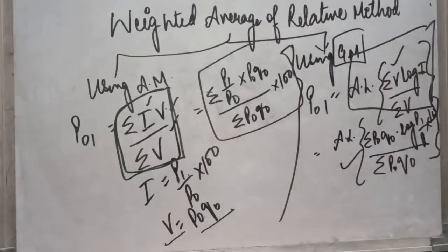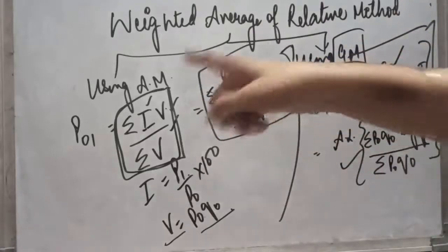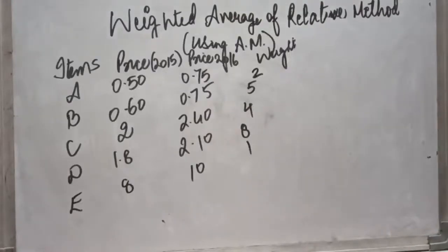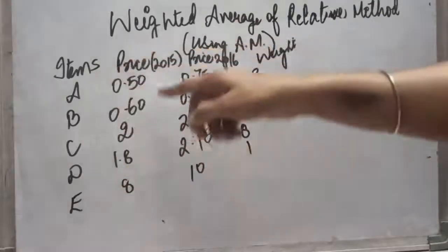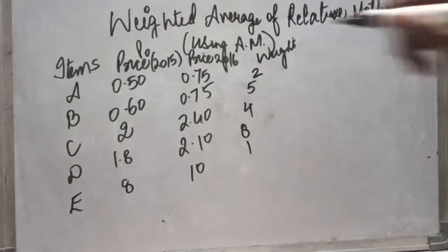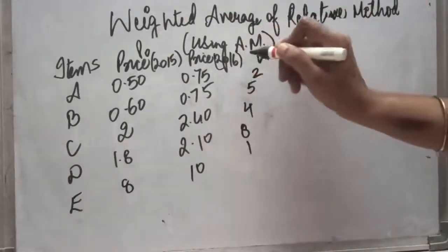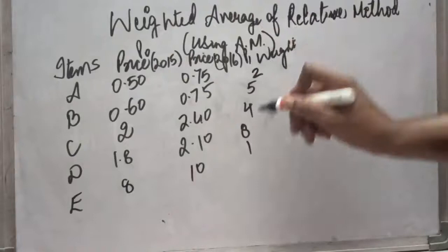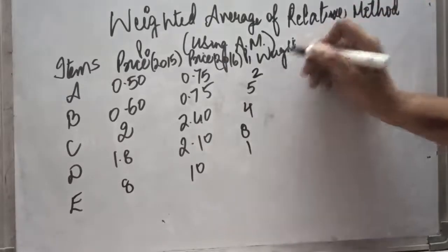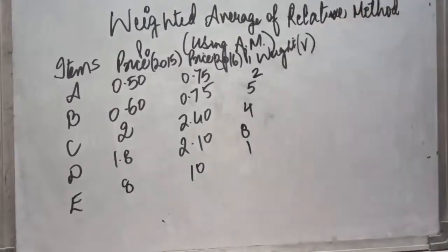Now let us see practicals related to this. First of all, let us see using the arithmetic mean. So this is a practical example. In this we have been given 5 items and the price in 2015, so we can write here P0, and this is the price in 2016, so it can be our P1, and weights have been given. In this question, quantity has not been given. As we have seen in the formula, our V stands for P0 Q0, but here when weights have been given, we will simply write this as our V, because simply weights have been given.